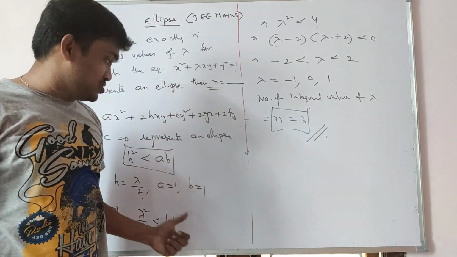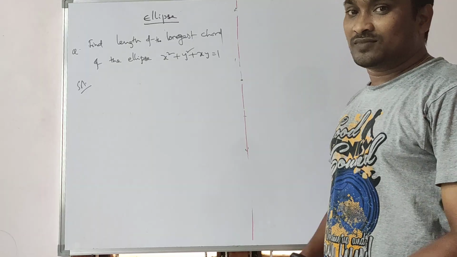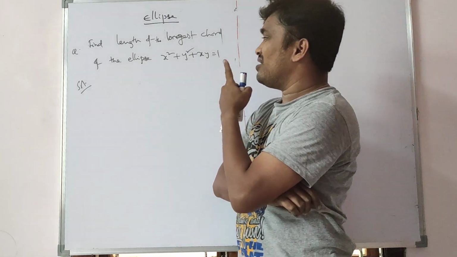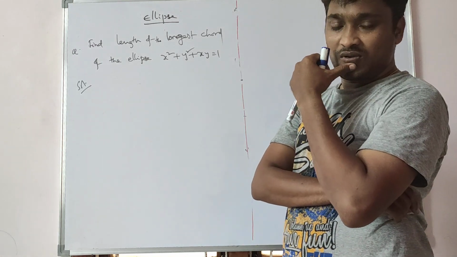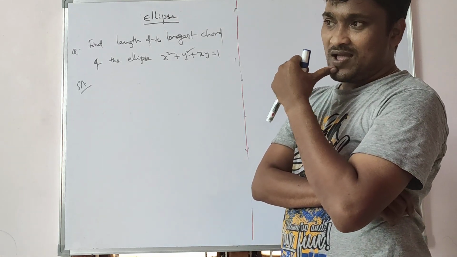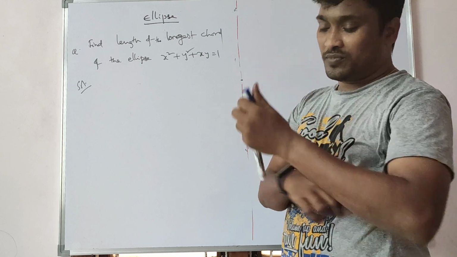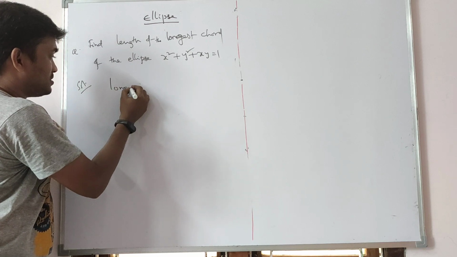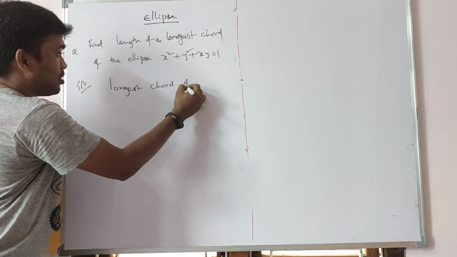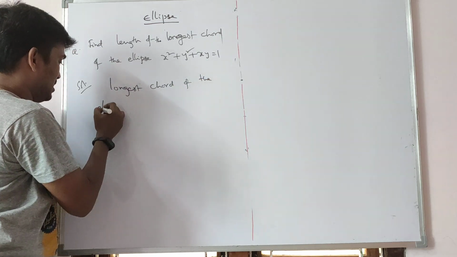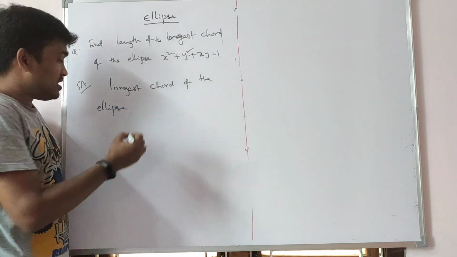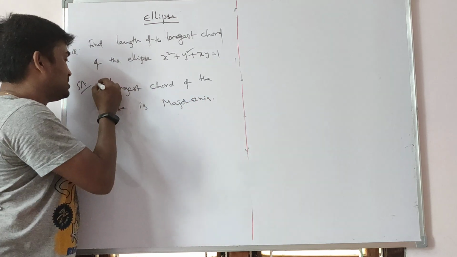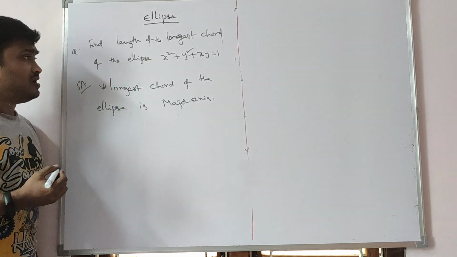So once again, revise these questions. Find the length of the longest chord of the ellipse. Okay. What do you mean by longest chord here? The longest chord of the ellipse, anyone? It is the major axis. So this is a very, very important point. Yes, but how to find it?